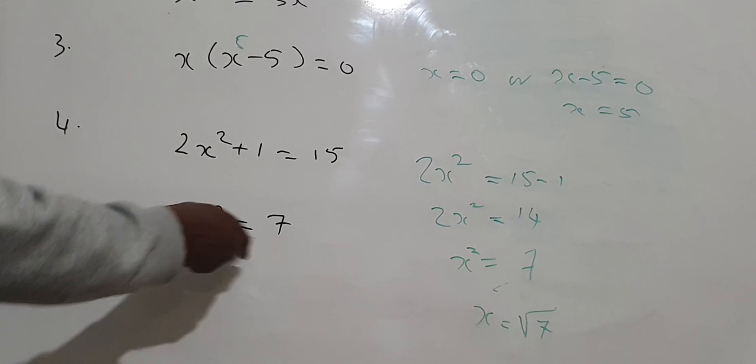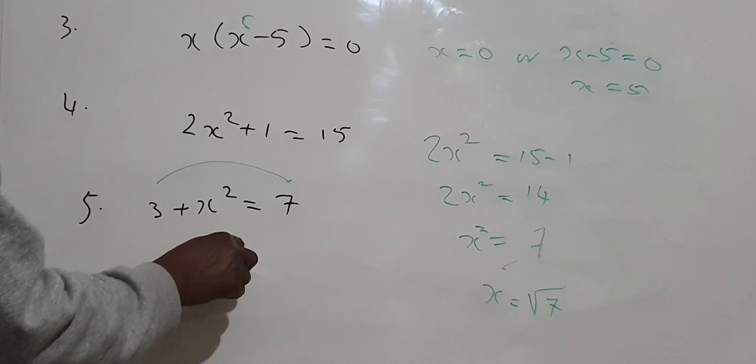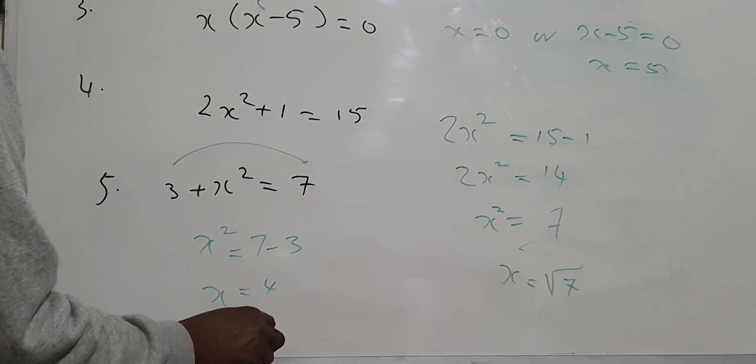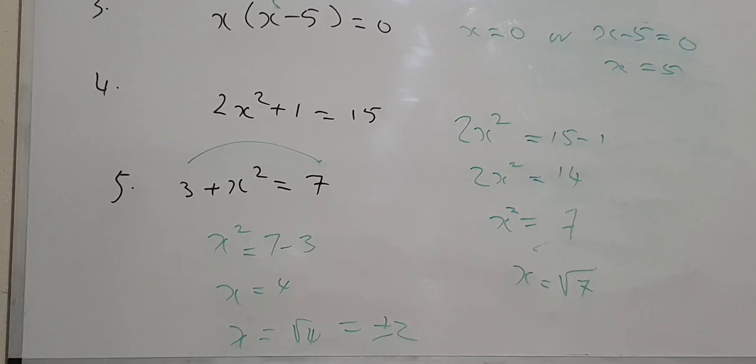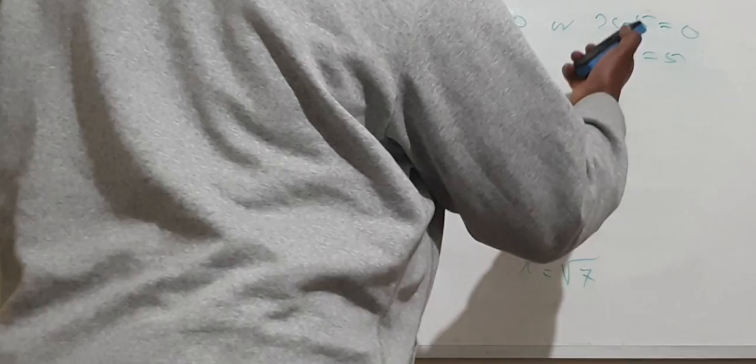We have x square is equal to 7 minus 3. x square is equal to 4. x is equal to what? Square root of 4. What's the square root of 4? 2. x equals 2, no? Plus or minus 2, yeah. Because minus 2 square is 4. Okay? Now we have to wrap it because this has become 30 minutes.